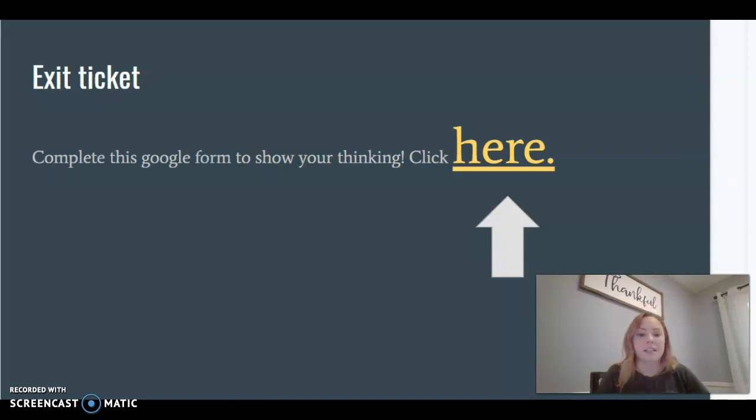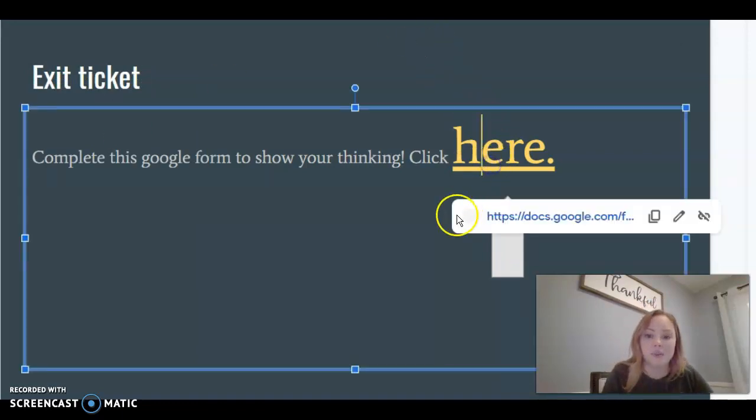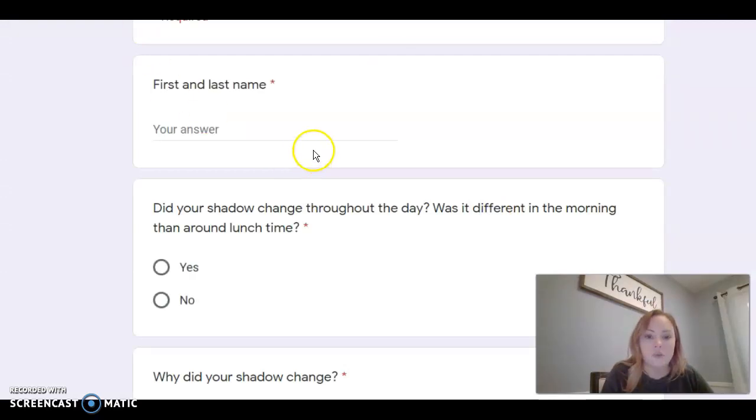And for your exit ticket today, you're going to click here and complete this Google form. And there are a few questions. First, type your first and last name so we know who did the work. Did your shadow change throughout the day? Was it different in the morning than it was around lunchtime? So if your shadow did change and look different, hit yes. If your shadow did not change and look different in all three pictures, morning, middle of the day, afternoon, if they all look the same, then hit no.